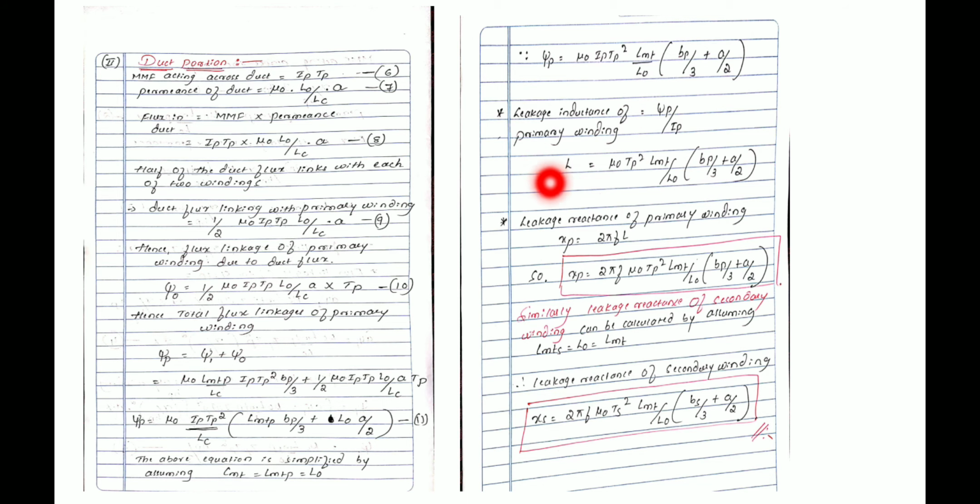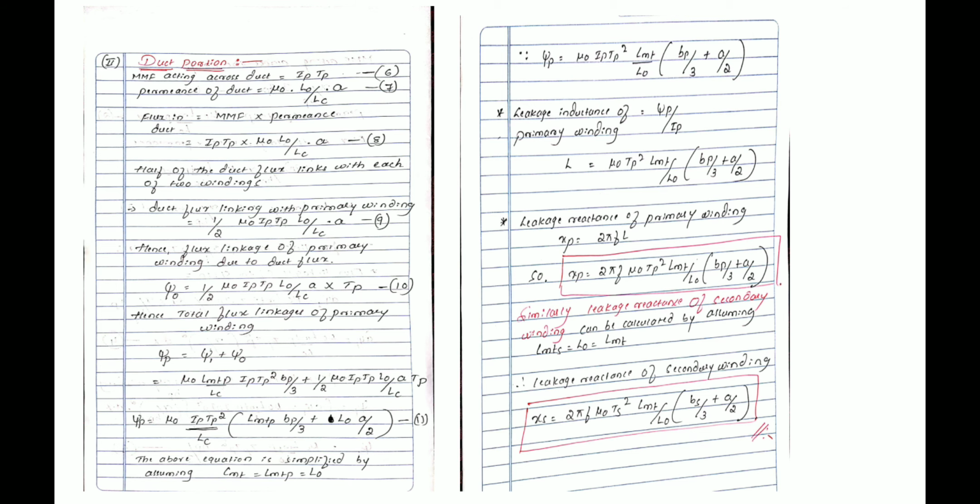So this is what? Leakage inductance. But what we require with this leakage inductance is that we can calculate the leakage reactance. Leakage reactance in the primary side is represented as XP. Leakage reactance means what? 2 pi FL. Is it right? XP is also equal to 2 pi F into L. L is nothing but mu naught TP square LMT divided by L0 into the bracket of BP divided by 3 plus A divided by 2. Nothing but what? Leakage reactance of a primary winding.